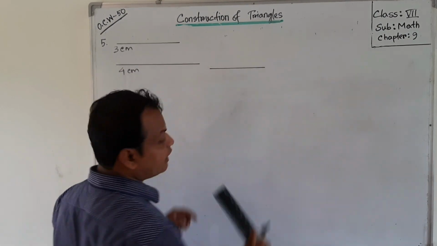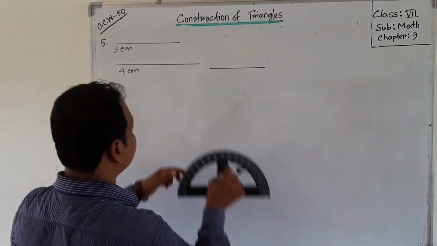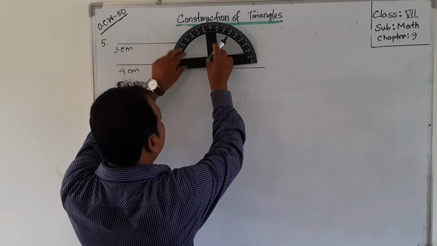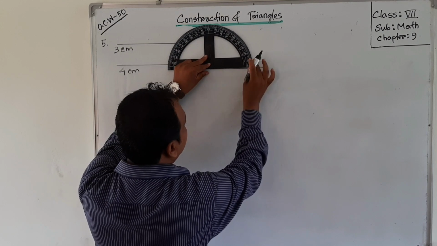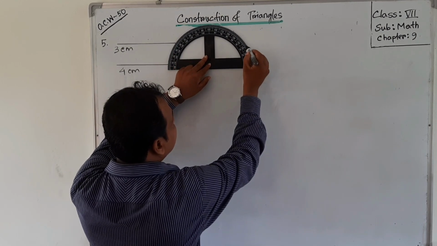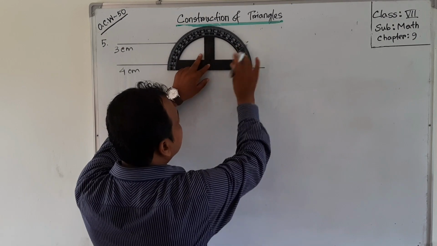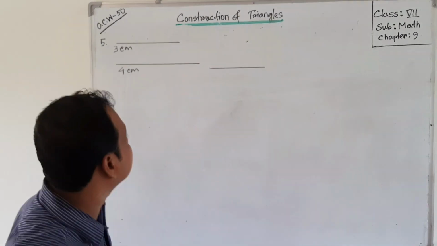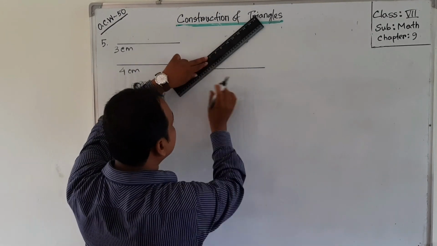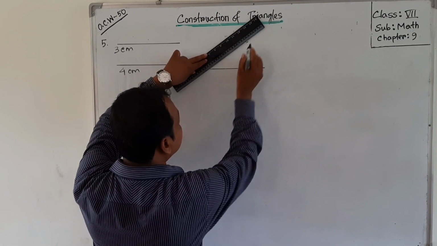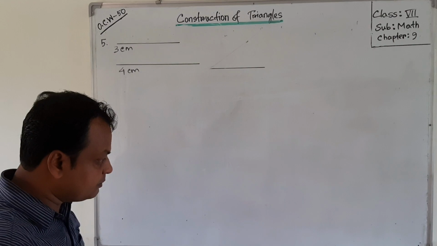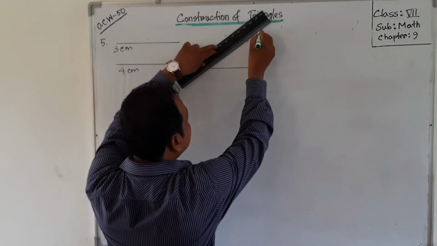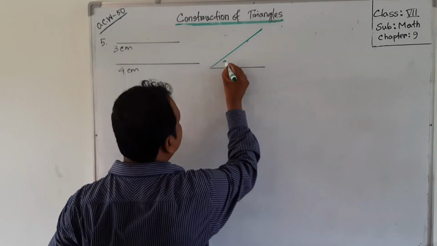So at first we will take a line, then using the protector we will draw the 30 degree angle. So in the center we will place the center point of the protector, then we'll go to 30. This is 10, 20, it's the 30, mark it. After joining the 2 points, we'll get the 30 degree angle. So this is the 30 degree angle.